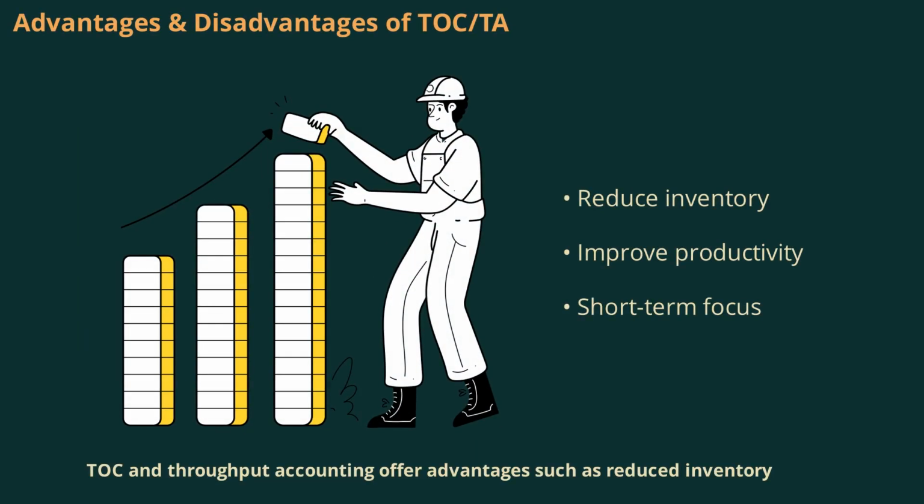TOC and throughput accounting offer advantages such as reduced inventory, more productive machines, shorter lead times, and better customer service. However, they also have limitations, including a focus on short-term goals, potential neglect of quality, and reliance on fixed operating expenses. These methods are best suited for short-term product mix decisions and should be integrated with broader management strategy for optimal results.